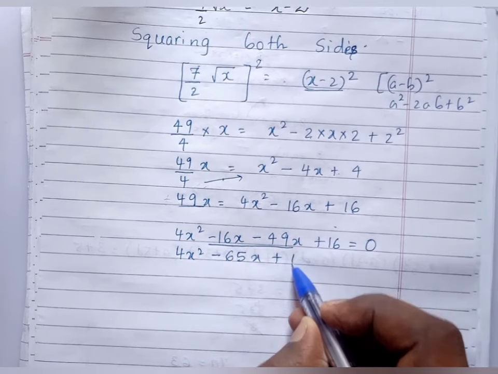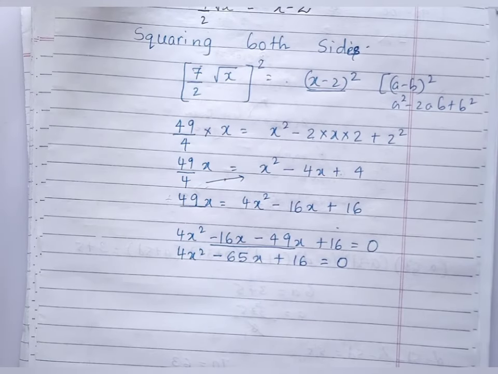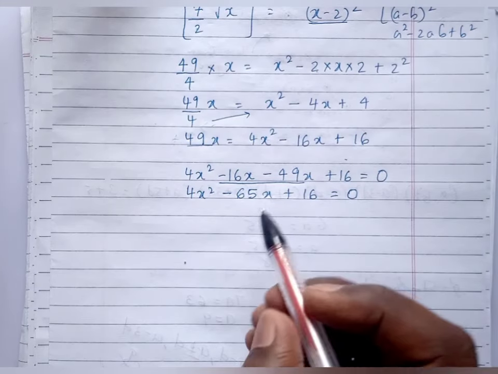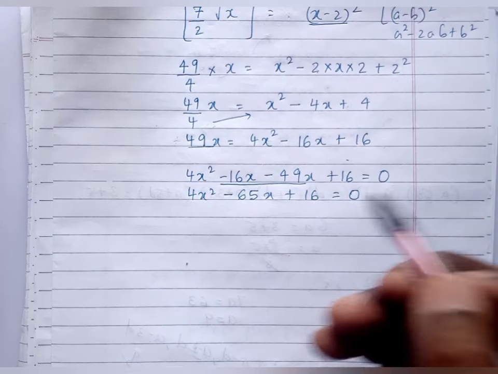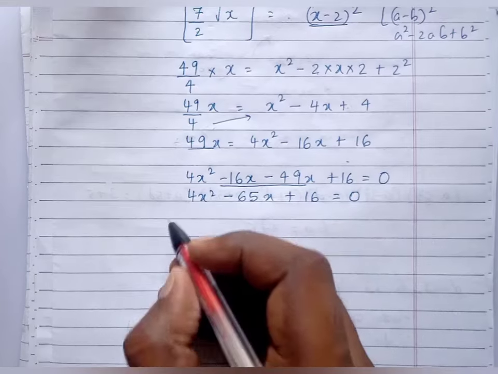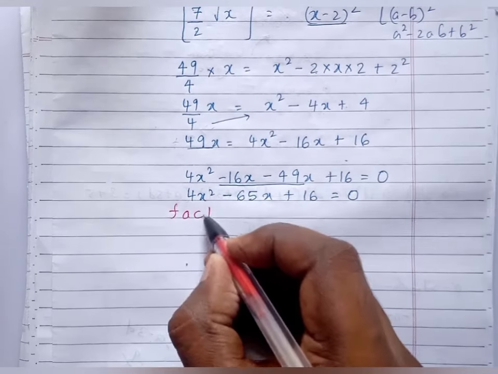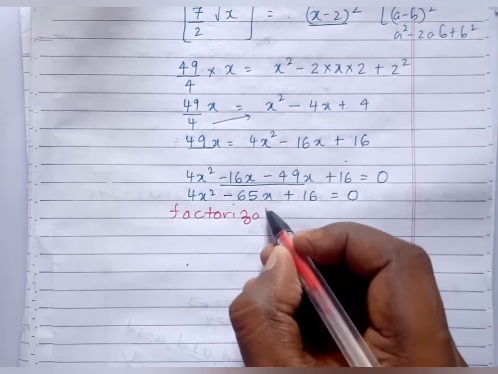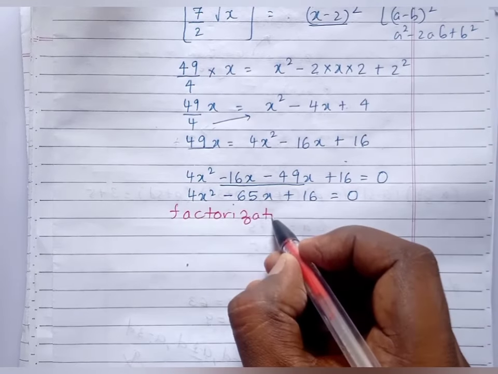Now 4x square, you are adding two negative numbers, so minus 65x. That is, you have to do addition with the bigger number's sign, equals 0. Now this is a quadratic equation in variable x. This can be solved by factorization method, quadratic formula method, or completing the square method. The simplest one is factorization method. I'll use factorization method here. So multiply the first term and the last term. What you get is 4x square into 16 is 64x square. Now if you multiply, you should get 64x square. If you add, you should get minus 65x.